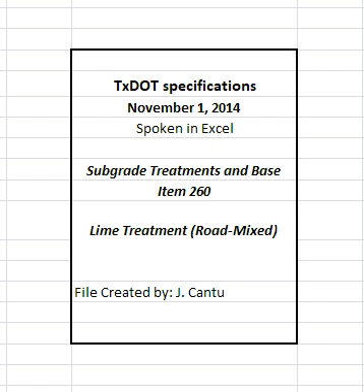Item 260. Lime treatment, road mixed. 1. Description. Mix and compact lime, water, and subgrade or base, with or without asphaltic concrete pavement, in the roadway. 2. Materials. Furnish uncontaminated materials of uniform quality that meet the requirements of the plans and specifications.